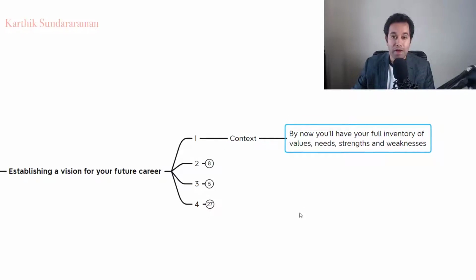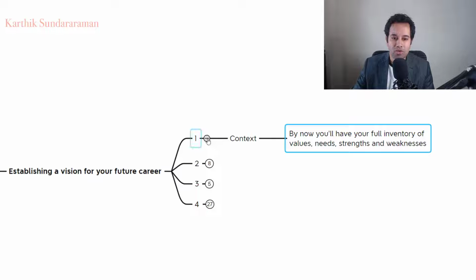The context is that by now, if you've been going through all the series, for which I'll leave a link below, you will have a full inventory of your values, your needs, the interests that you have, your strengths and weaknesses. You are very clear on how you can identify your strengths and how to work on them, and how to identify your weaknesses and what to do with that. All right, so that's the context. If this is the first video you are watching in this series, do watch the rest of the videos so that you totally get the context that I'm just trying to set here.